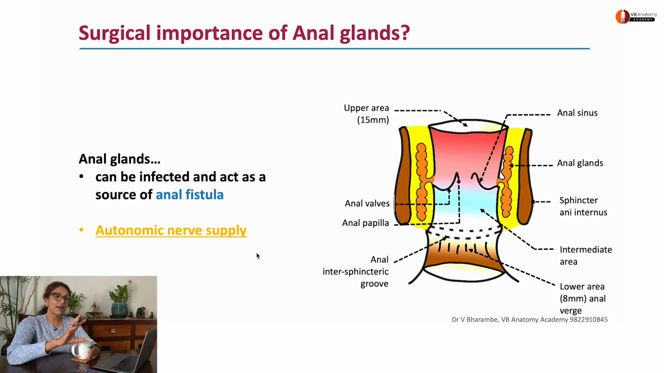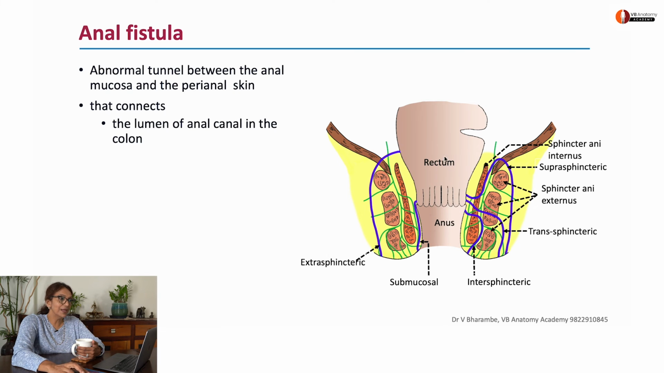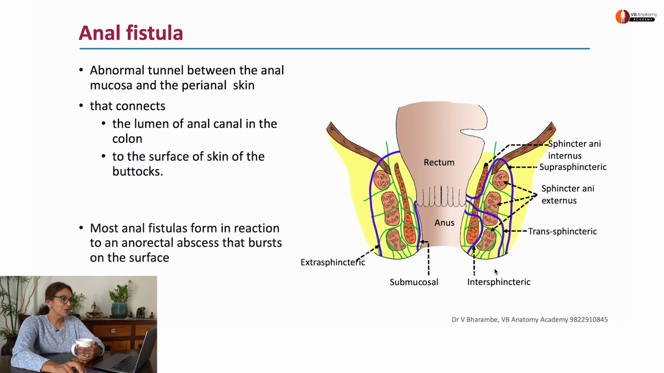This region has an autonomic nerve supply. So what is an anal fistula? Anal fistula is an abnormal tunnel that gets formed such that it connects the lumen of the anal canal to the surface of the skin of the buttock. You can see it here, connecting the lumen to the surface of the skin. It's a tract. Most anal fistulas are a reaction to anorectal abscesses bursting on the surface.